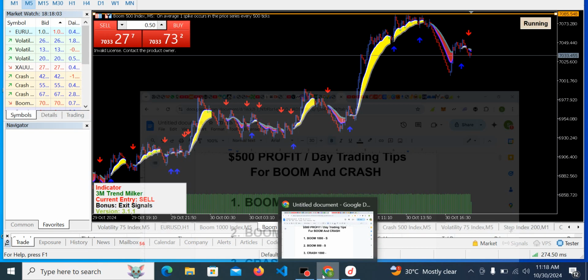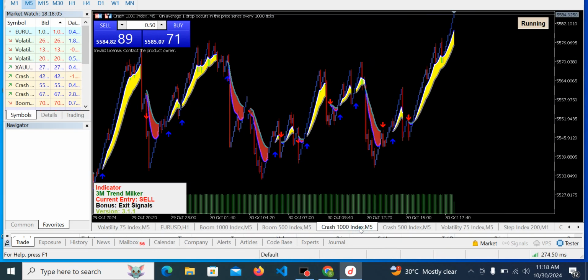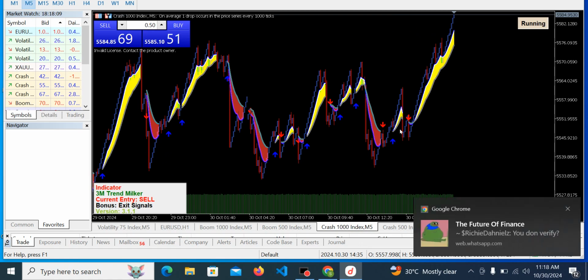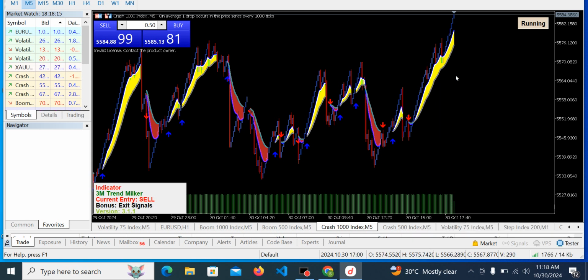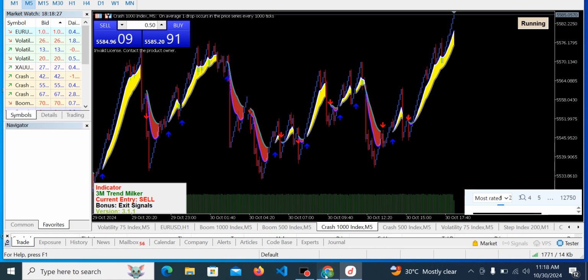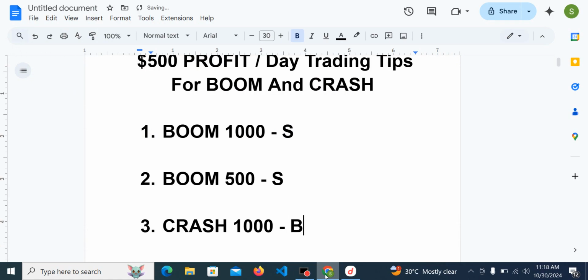Okay, and of course guys, let's check out the next asset, which is going to be Crash 1000. Crash 1000 had been on a buy trend after forming this W. It went up and even broke out above this resistance zone, and of course it is still buying at the moment. It is moving towards the next resistance zone. If it's unable to break out from there, it will go back on a downtrend, but for now it is still buying.